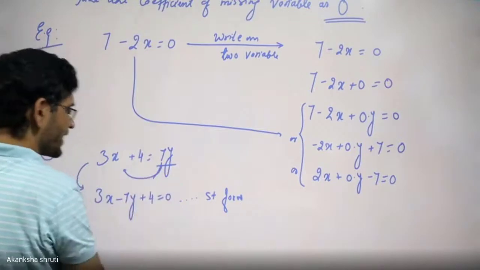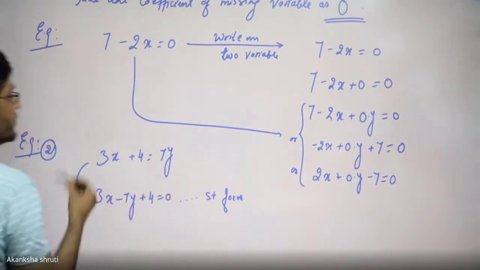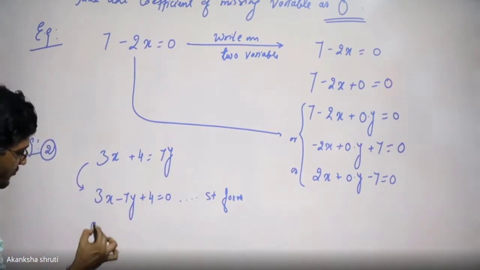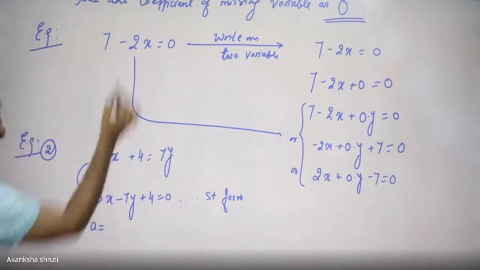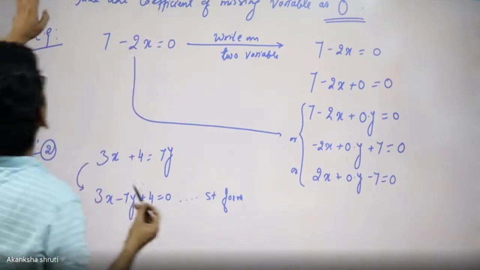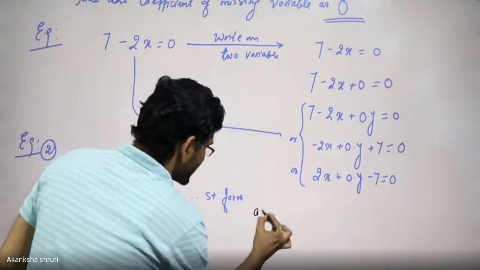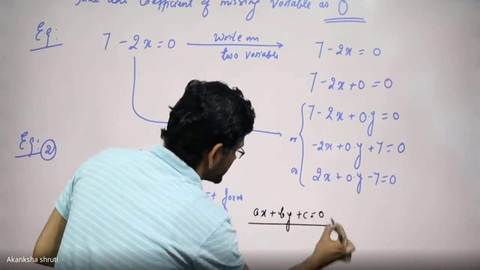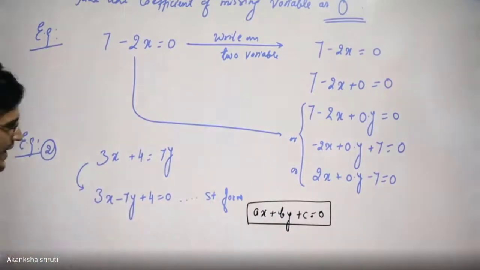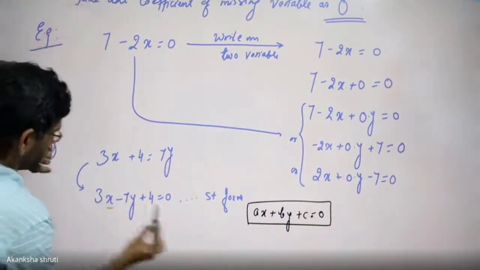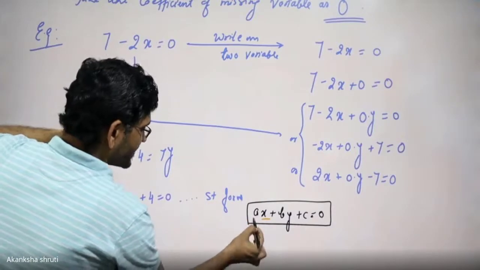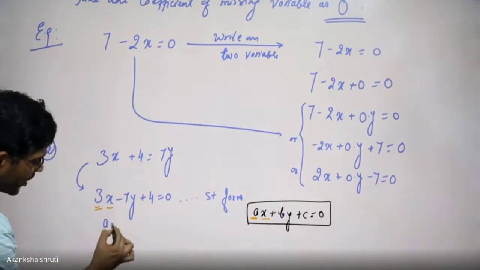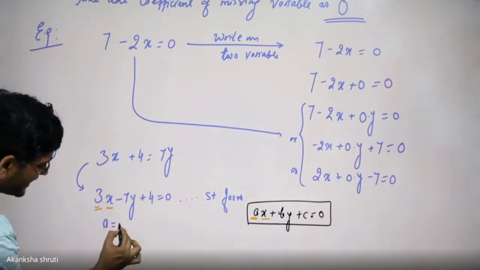Students, after writing in standard form, we can calculate the coefficients A, B, C and the constant term. So what is our A? Compare this equation with the general form AX plus BY plus C is equal to 0. This is the standard form. So if we compare, the X is here, also here. Means the A is our 3. So on comparison, the coefficient of X, which is denoted as A, is 3.